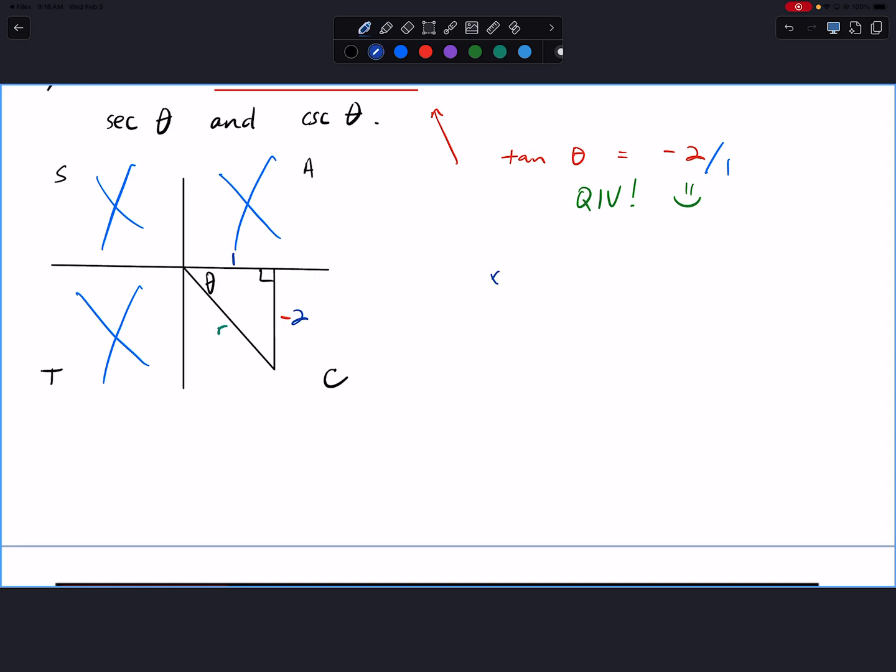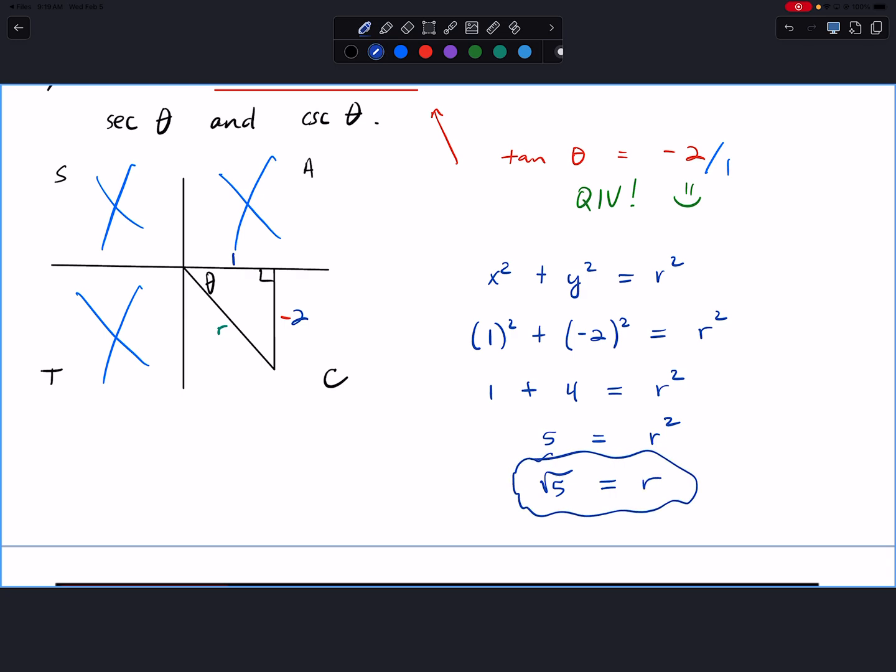So x squared plus y squared is equal to r squared. So 1 squared plus -2 squared is r squared. What's -2 squared? 4. So that gives me 5. Square root both sides. I didn't even notice that. You get the same answer as the last problem. But that won't always happen, of course.